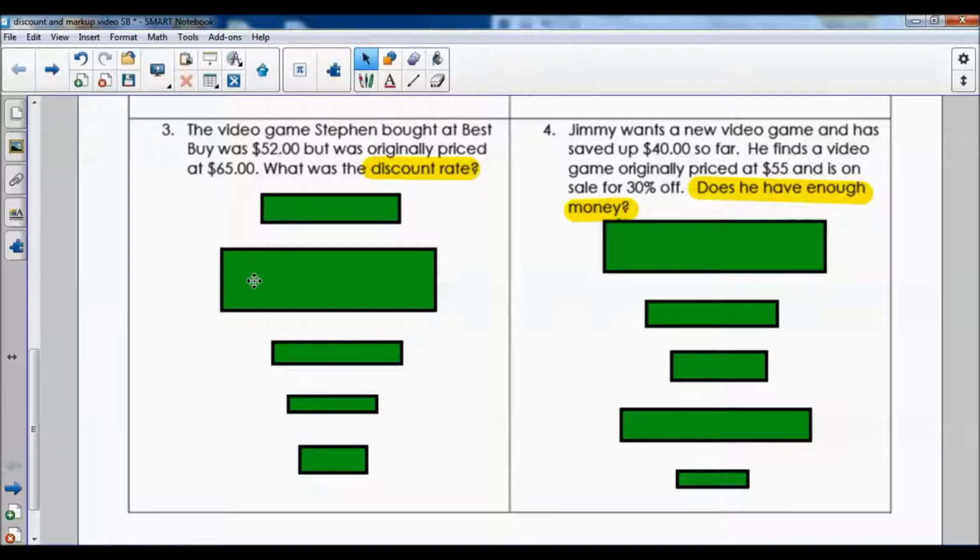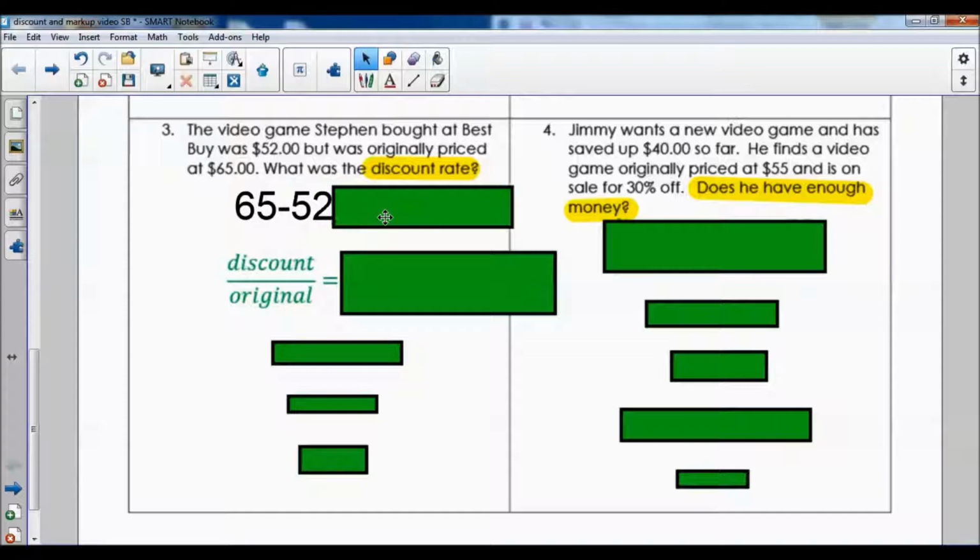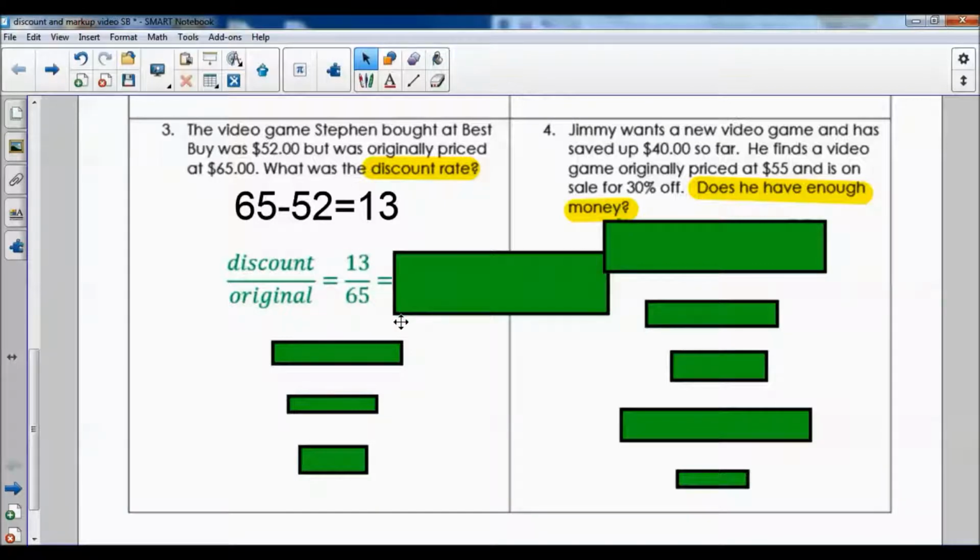So when we look at our proportion that we usually set up, discount over original, we know the original was $65, but we don't actually have the discount just written in our word problem, right? Because if he's paying $52, the discount is actually the difference between the original and what he actually paid for it. So I took the $65, which was the original price, subtracted the discounted price, and then we found that his actual discount was $13. So sometimes you're going to need to subtract the prices to figure out the discount to fit it into your proportion. Okay, so we had 13 over 65, because 65 was our original, is equal to x over 100.